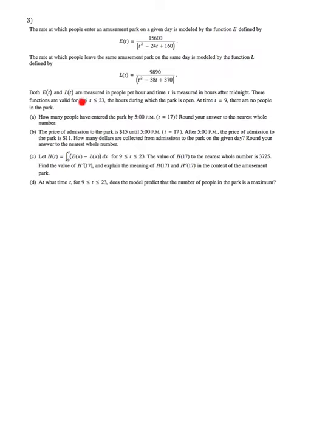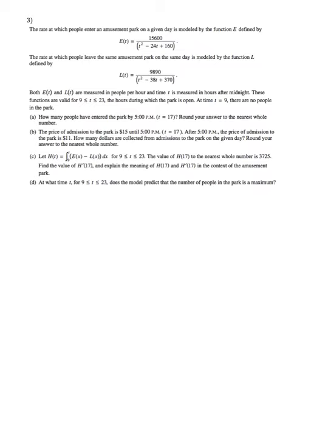We're talking about the time frame from 9 to 23, and there are no people in the park at time t equals 9. Part A: how many people have entered the park by 5 p.m., which is t equals 17. Important to notice, this is not asking how many people are in the park, just how many have entered. So I don't care about how many people have left, and I don't even care if there were people in the park originally.